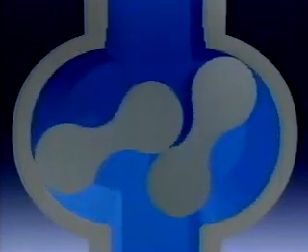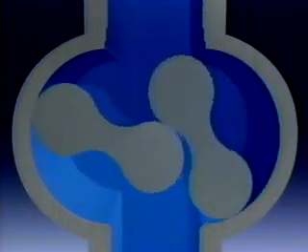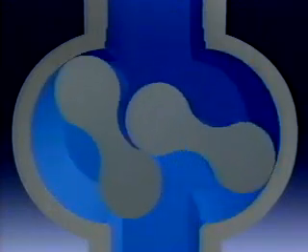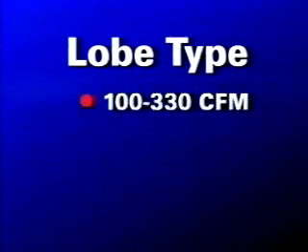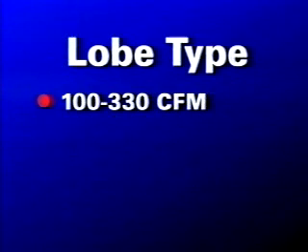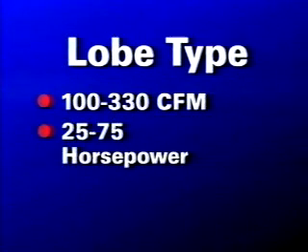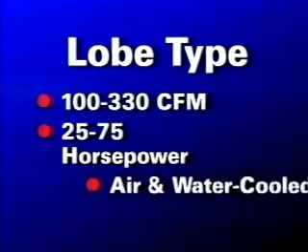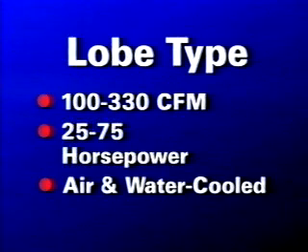Another oil-free compressor is the lobe type. It has 2 intermeshing lobes per compression chamber, rather than screw elements. These have capacities from 100 to 330 cubic feet per minute and 25 to 75 horsepower. They are also air or water-cooled.